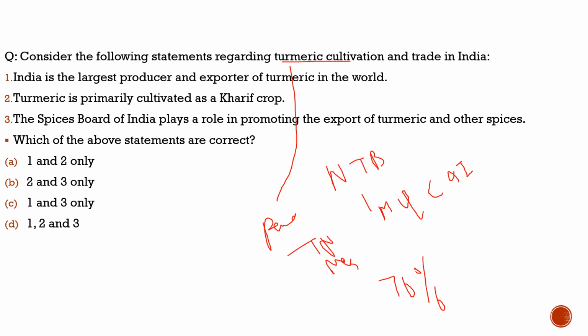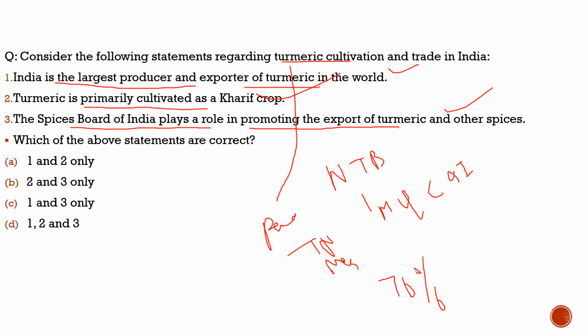Here the question says, consider the following statements regarding turmeric cultivation and trade in India. First, India is the largest producer and exporter of turmeric in the world. 100% correct. Second, turmeric is primarily cultivated as a kharif crop. Correct. Third, the Spices Board of India plays a role in promoting the export of turmeric and other spices. 100% correct. Now it may change for turmeric, as we have brought the National Turmeric Board, which would replace the Spices Board with respect to turmeric. So the correct statements are statement 1, statement 2, and statement 3, which means all three statements are correct.